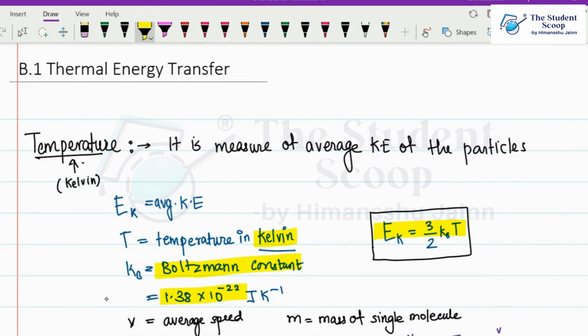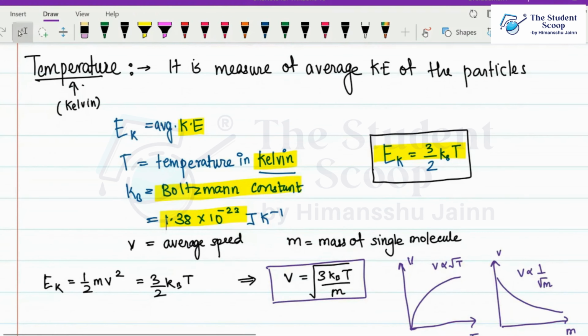Okay, and we can relate this average kinetic energy with average speed. Considering v as the average speed and m as the mass of a single molecule, this is very important: it is not the mass of the entire gas, it is the mass of a single molecule. You can take mass or molar mass as well, it works. But the important thing is this relationship, average kinetic energy, half mv squared, is equal to 3/2 kBT, which leads us to a relationship that can help us find the average speed of a particle.